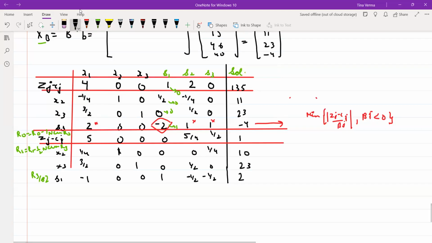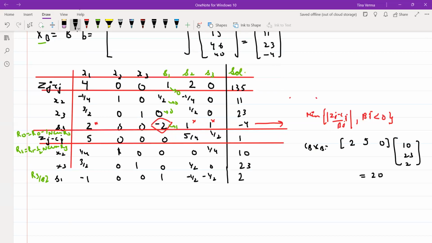Now you can calculate this. This is nothing but CB into your XB. Now CB is your 3. CB, X2 cost coefficient is 2. X3 cost coefficient is 5. S1 is 0 and it is 10, 23. And this is 2. So this is nothing but 20.